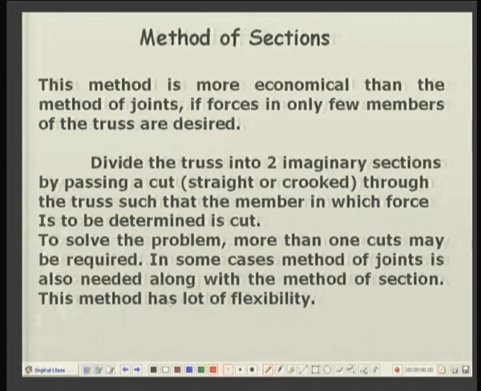unknown member. So, this type of solution is very economical, very flexible, and sometimes in some problems you use the method of sections plus the method of joints together, and this will make your solution very easy and simple. So, flexibility is a very important characteristic of the method of sections. Let me take up a problem to illustrate this method.